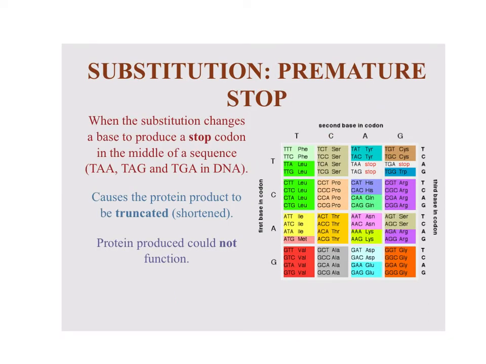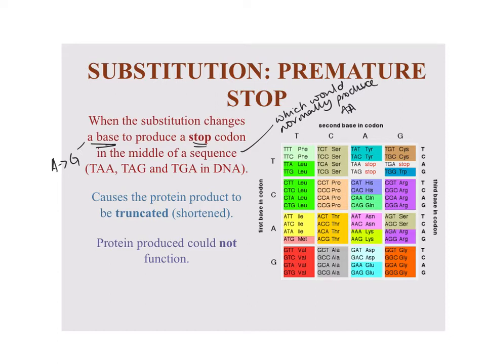So the first type of effect of that substitution mutation is that premature stop, and this is when the substitution mutation changes a base, so an A to a G, for example, to produce a stop codon in the middle of a sequence which would otherwise normally produce an amino acid. So as you can see, we've got the triplet table here, the degenerate sequence, and let's take an example of how a substitution can cause a premature stop codon.